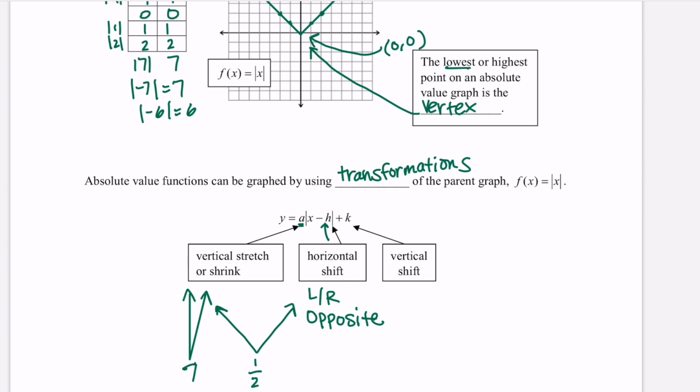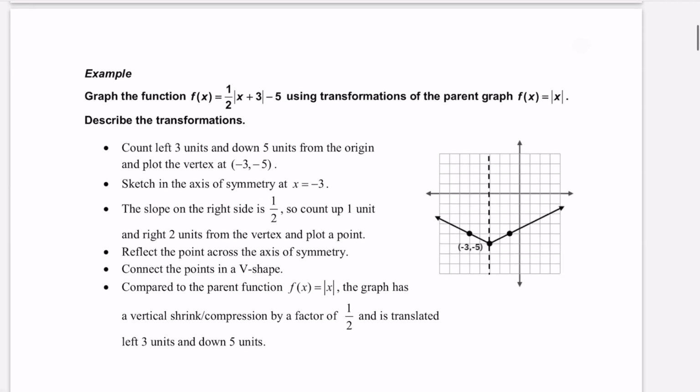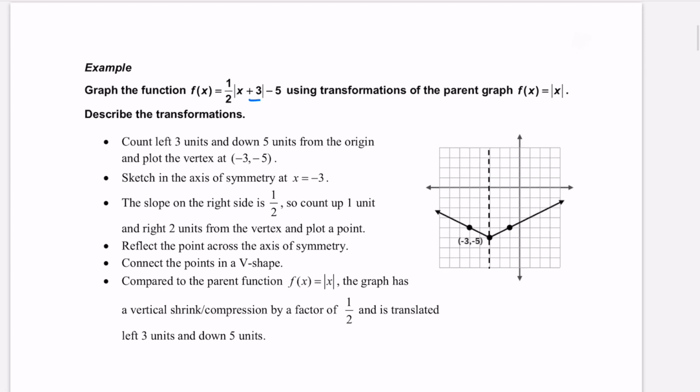Now, the k value is the up and down value. That does not do the opposite of what you think it's going to do. So let's look at this graph. This one is all done for us. First thing we're going to notice is this +3. This is the left-right shift, but it's going to do the opposite of what you think it's going to do. So since it is a positive 3, the opposite of plus 3 is a minus 3. So that plus 3 moved it to the left 3.